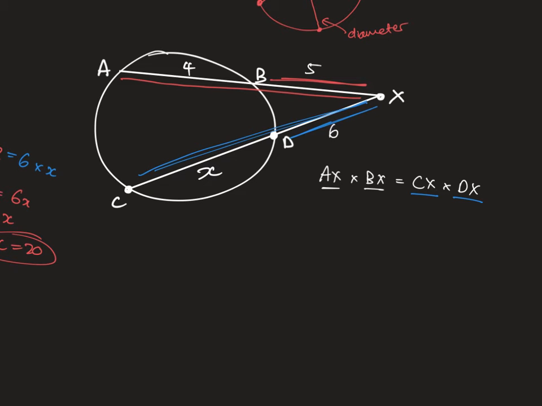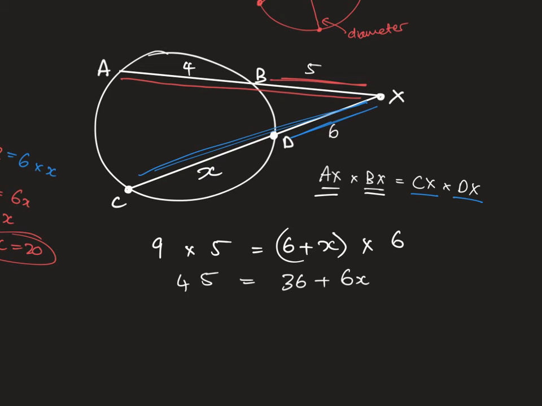Now, this is where it gets a little bit more complicated because it's the full length of AX, okay, the full length of AX, which would be 4 plus 5, which is 9, and that would be times the short length, which is the BX, times 5, will be the same as the full length CX, which is 6 plus x, and that will all be times the length DX, which is 6 there. So we can say that 45 is the same as 36 plus 6x, because I've multiplied both this by the 6 and this by the 6.